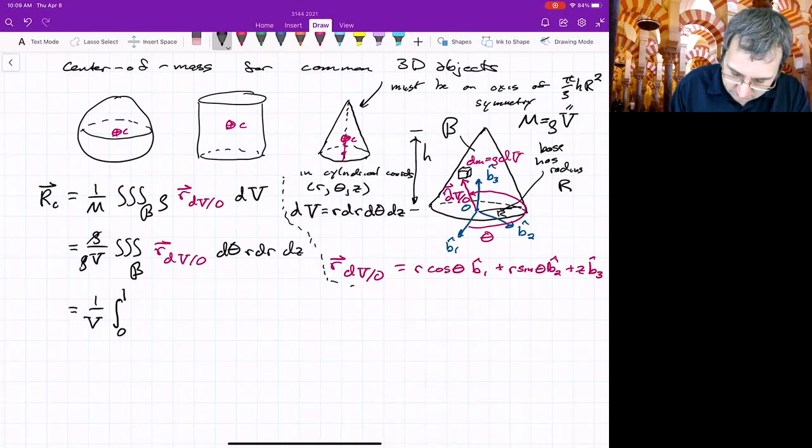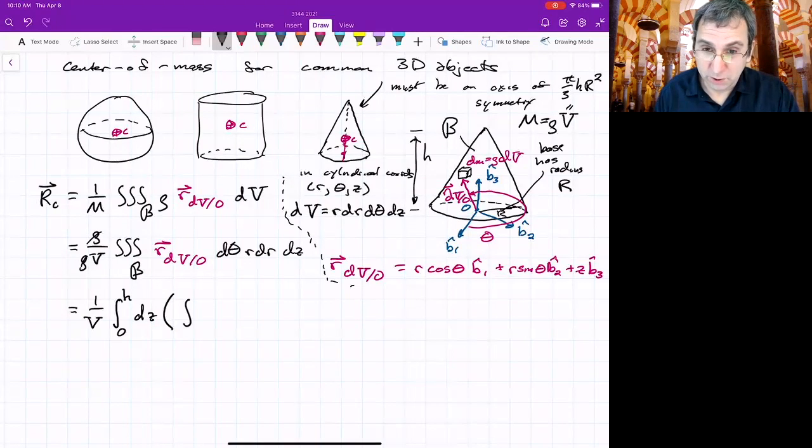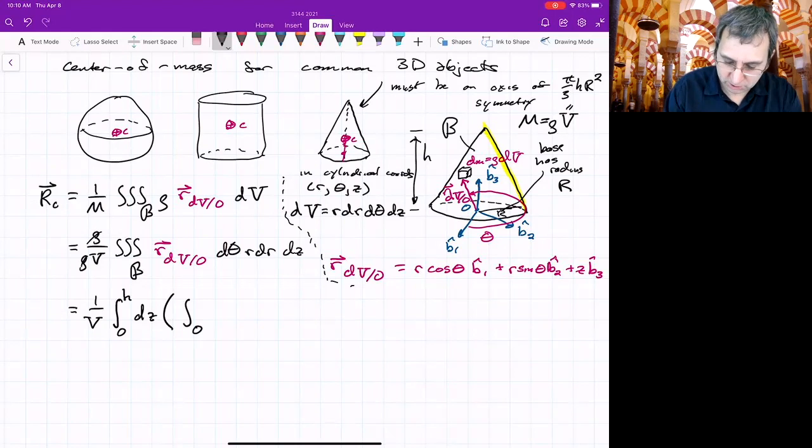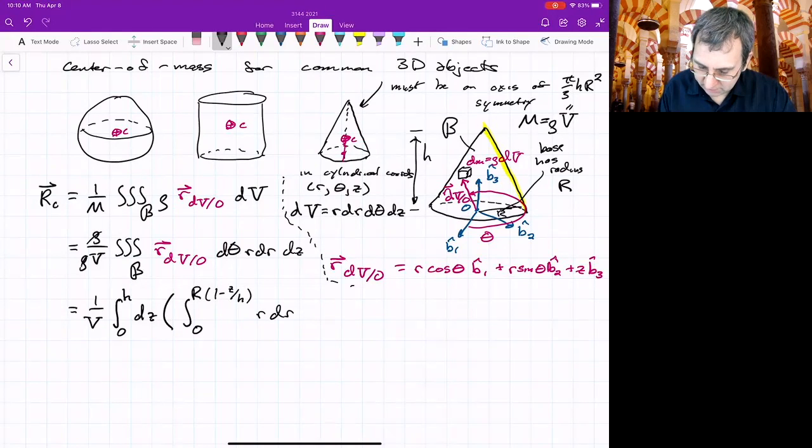So 0 to h dz, giant parentheses of, now we're integrating over radius, 0 to, and I want to get a formula for how the radius changes as a function of z. Remember, z is measured from the bottom, and this would turn out to be, and this will be left as an exercise for you, capital R times parentheses 1 minus z over h. We're integrating over the radial direction. Another parentheses, 0 to 2 pi.